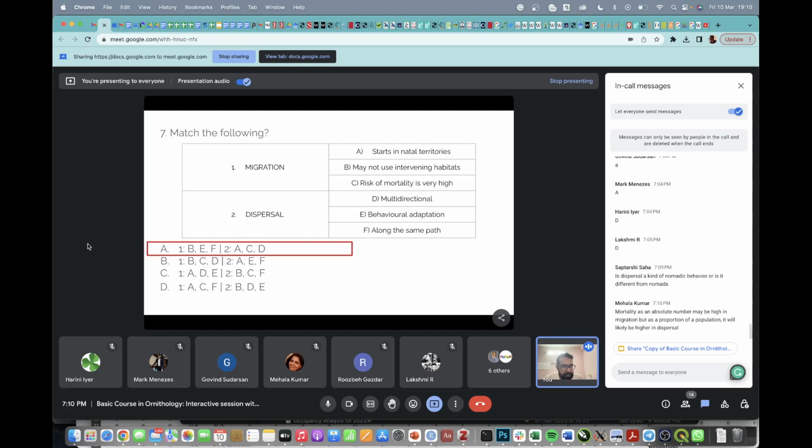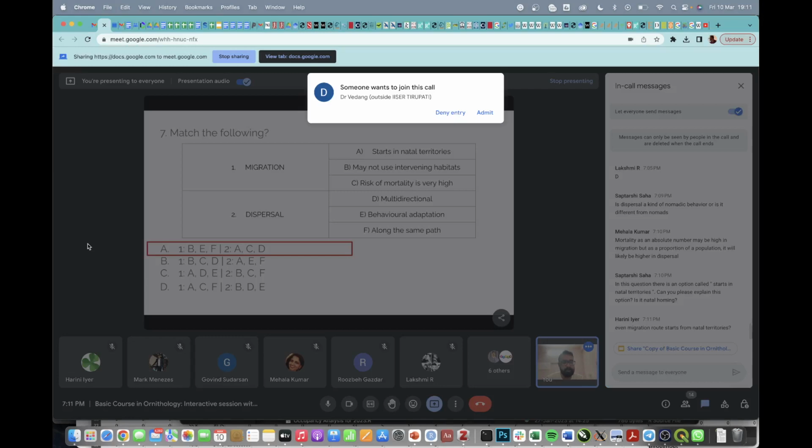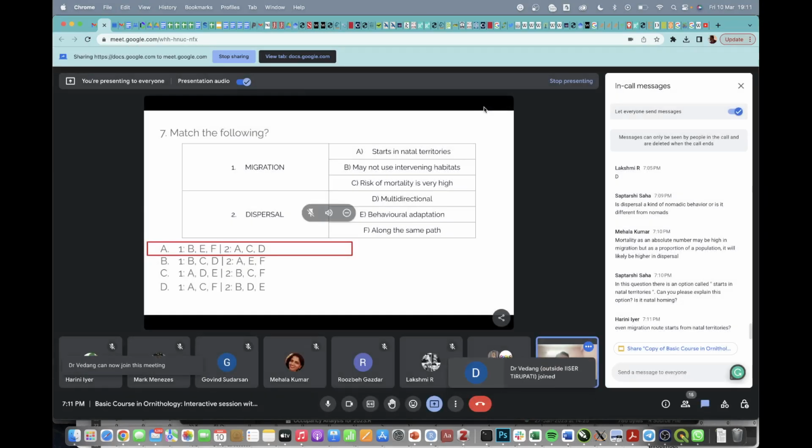So Saptarshi is asking, is dispersal a kind of nomadic behavior or is it different from nomads? Yes, Saptarshi, it's different from nomads. Can you explain the option that starts in natal? Is it natal homing? In the last discussion session with Umesh and Moshmi, if you were there, you might have heard him say that females are the ones dispersing from the natal territory and not the males, particularly in birds. In mammals, it's the opposite. It's the males that disperse and not the females.